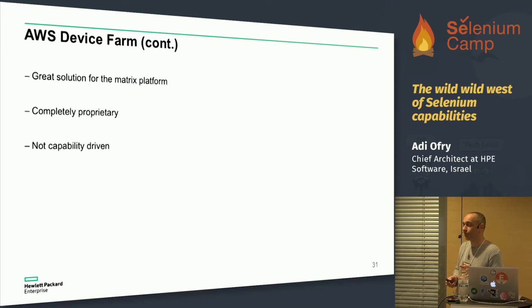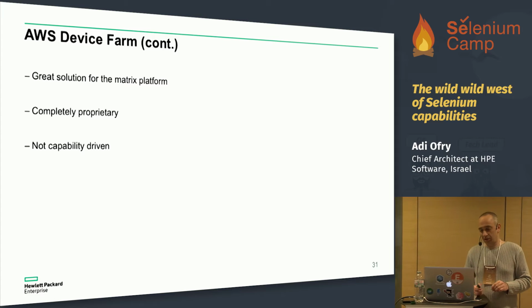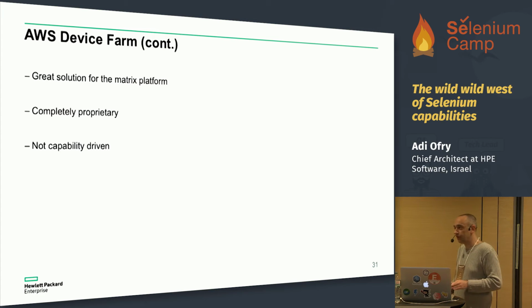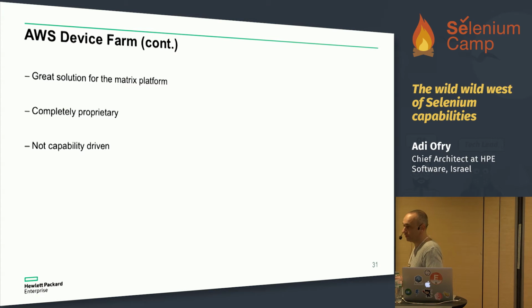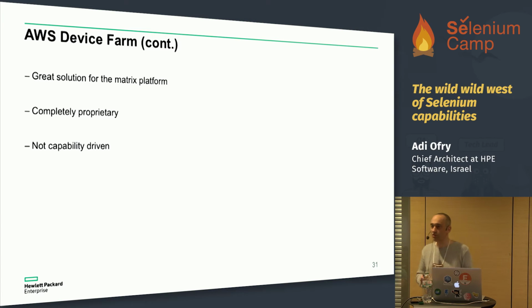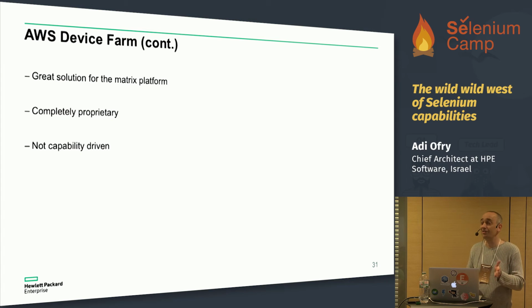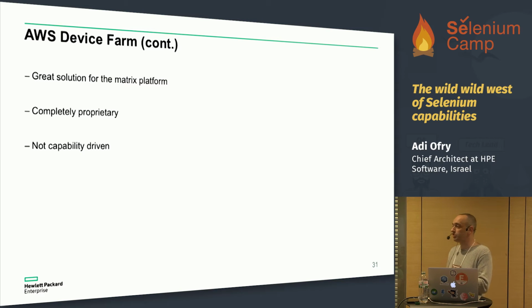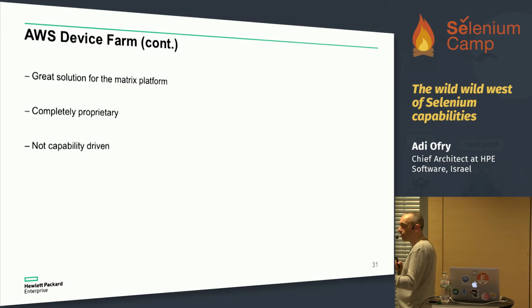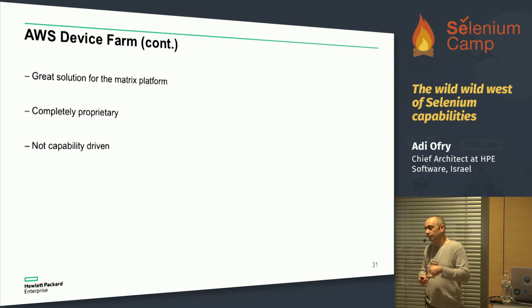So it's a great solution. Amazon is a partner of ours, and I really like this solution, but it's completely proprietary. If you want to change solution later, you have to do something else from scratch. Not your tests, but your whole grid solution, your whole configuration. And it's not capability driven. They're saying create a pool in our UI, in our CLI, and run your tests.